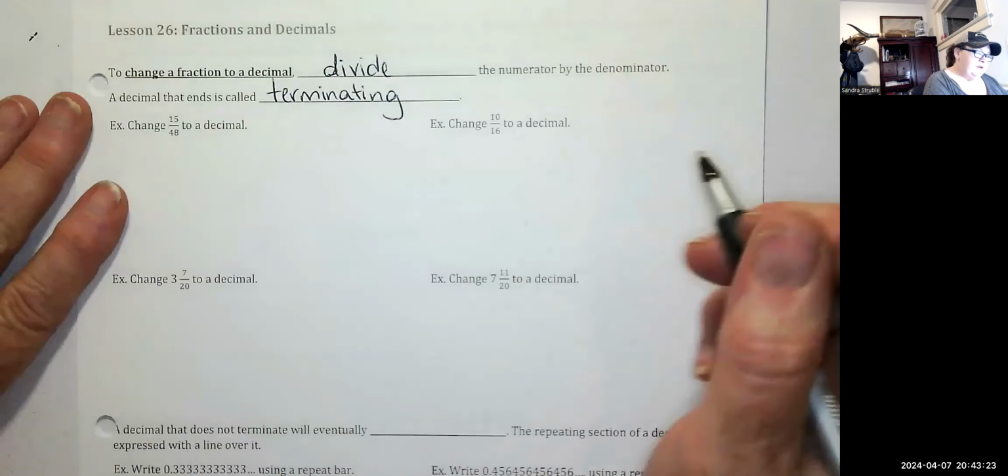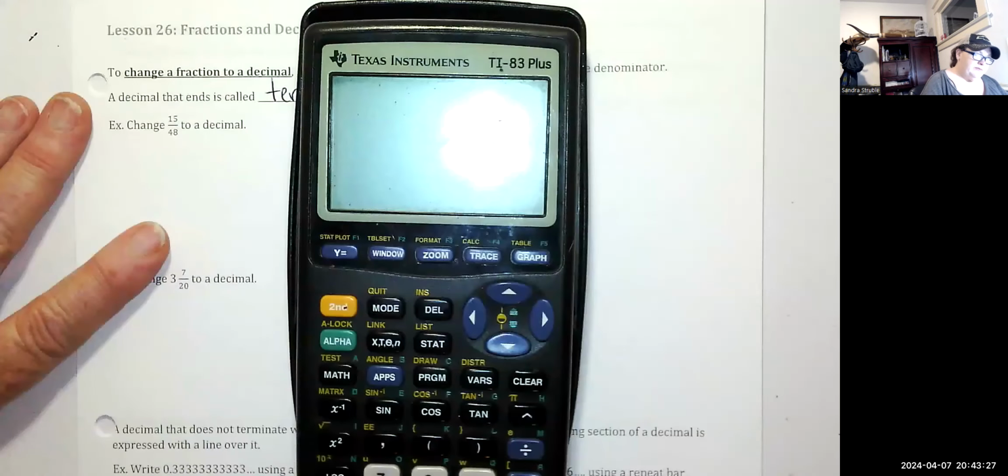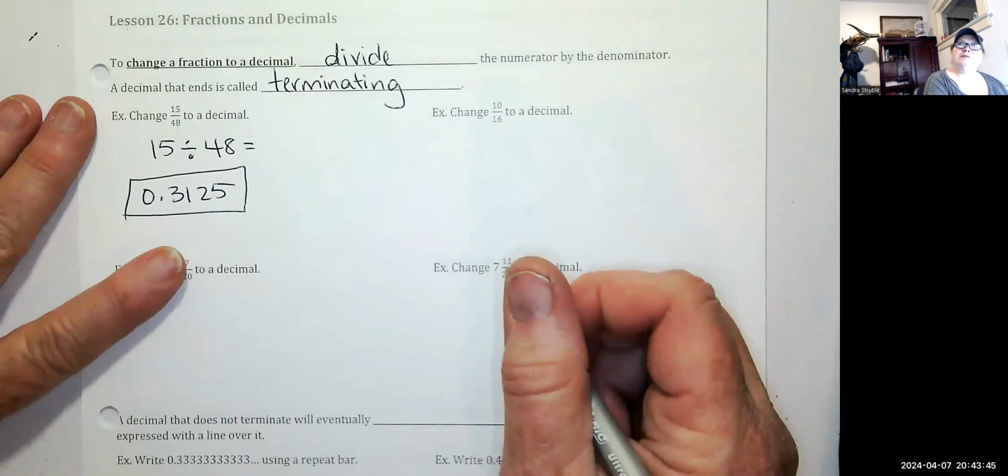Okay. Change 15 divided by 48 to a decimal. So we're just going to divide it. 15 divided by 48 equals, or enter, is 0.3125. That's how you change a fraction to a decimal.